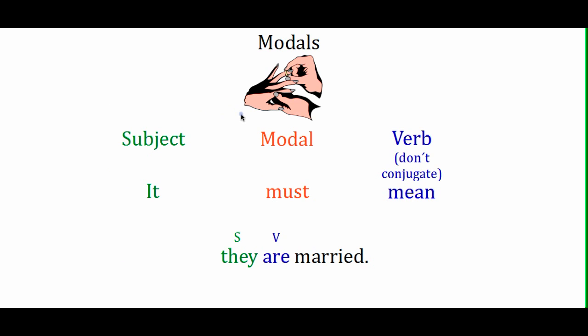So let's look at this example. In this image, it's pretty clear what is happening. We can definitely tell that someone is getting married. So we can use the modal must. And as a full sentence, it must mean they are married. So we have the modal before the verb, and as always when we use modals, the verb stays in its base form. We don't conjugate.